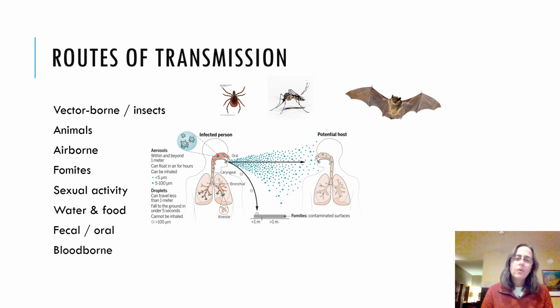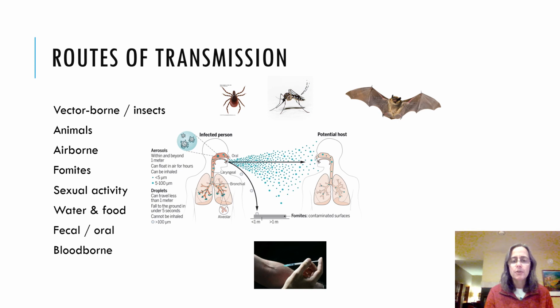Bloodborne means you need some type of contact between one person's bloodstream and somebody else's bloodstream. Hepatitis C does this. There are some other things. Most commonly, in the real world, the way that happens is through injection drug use and people sharing needles one to the other. That will carry the germ from one person's bloodstream to another person's.